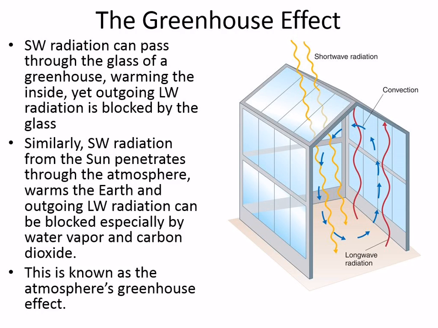So here, SW stands for shortwave radiation. Visible light is an example of shortwave radiation. And LW stands for long-wave radiation. Infrared is an example of long-wave radiation. So that's kind of how that works.